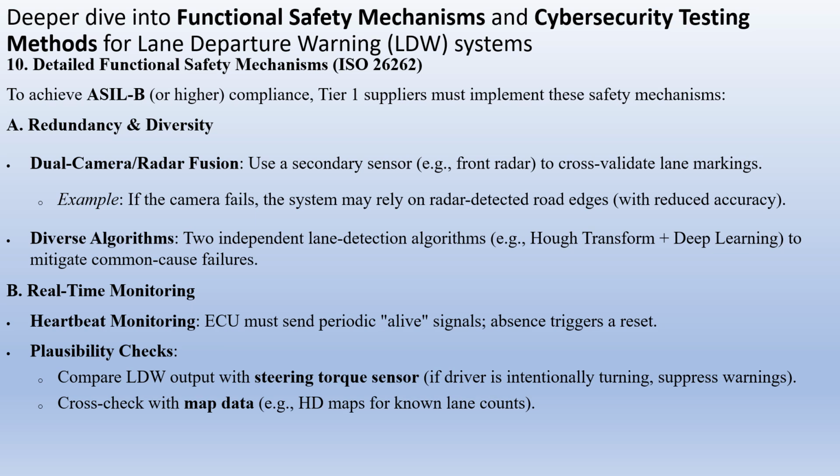Example, if the camera fails, the system may rely on radar detected road edges with reduced accuracy. So even though the accuracy is not as good as the camera, radar can identify the road edges. Next is diverse algorithms. Two independent lane algorithms mitigate common cause failure. So if one algorithm goes wrong, then the other algorithm takes over. This is called diverse algorithm.